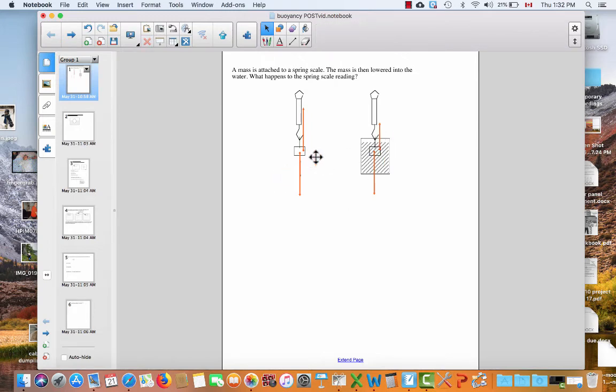And because the water is now pushing up on it, the spring scale exerts less force just to hold the object here at rest. So the spring scale reading is reduced. And it can be significantly reduced by this upwards force from the water, which is called buoyancy.